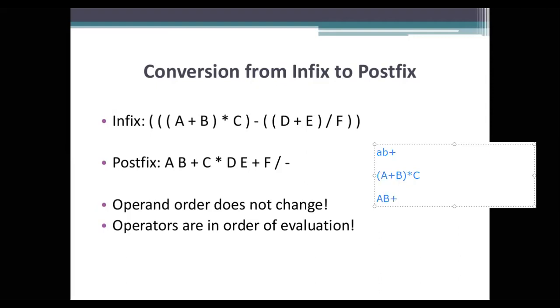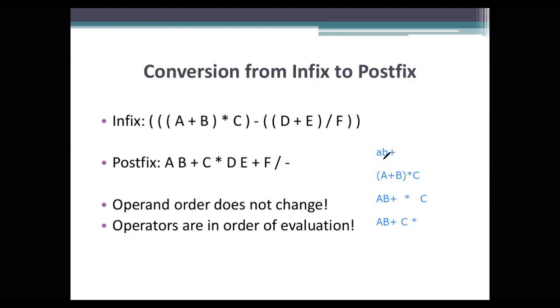So this one becomes one whole operand. AB plus is now a single operand. So you can assume that AB plus equals X. And then we have multiplication C. So now basically what we do, we write the operand first, and then we write the operator. So let me just draw and explain.